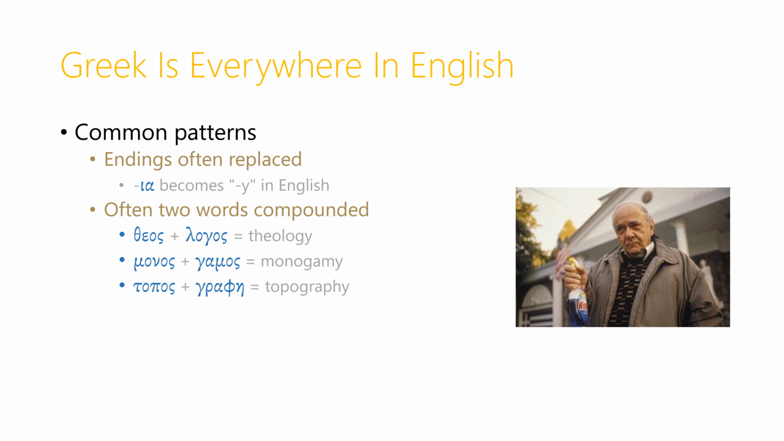Monos plus gamos gives us monogamy. Monos meaning one or only, and gamos meaning marriage. Topos, meaning place, plus graphe, meaning writing, gives us topography, having to do with the map making or the contour of land when we're making maps.